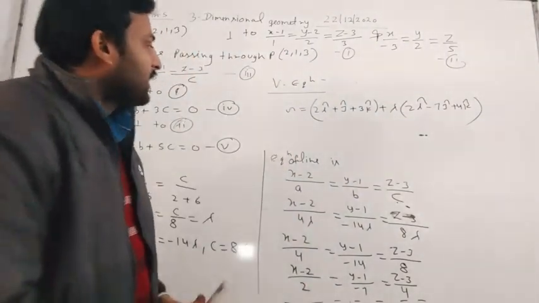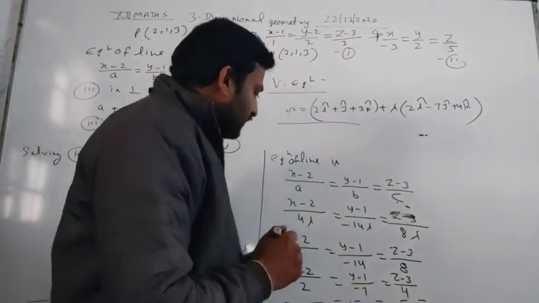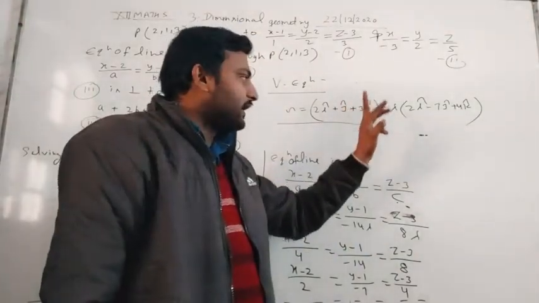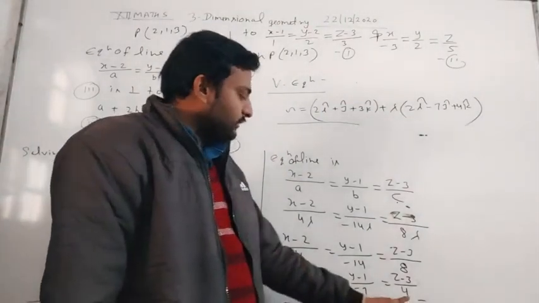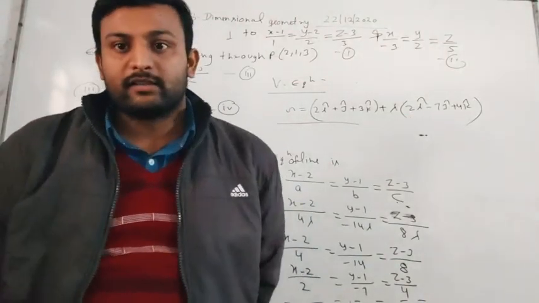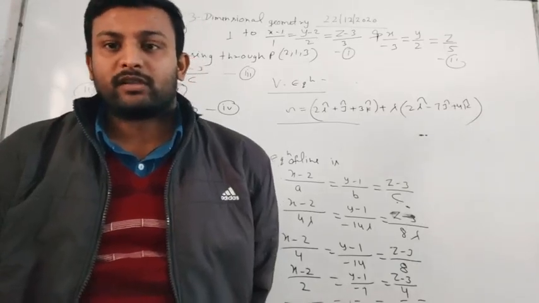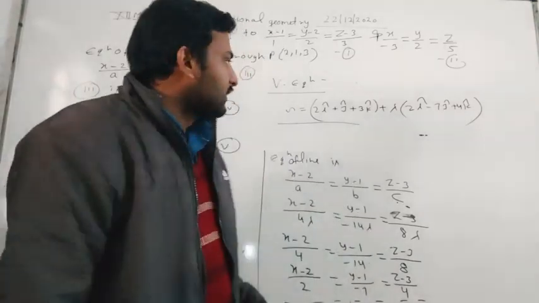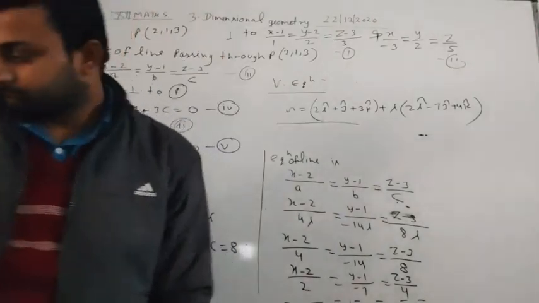And its vector equation will be what? R is 2i plus j plus 3k, because the point is 2, 1, 3. Okay, so we write 2i plus j plus 3k, and the direction is 2i minus 7j plus 4k. And you know that the vector equation of a line is r is equal to a plus lambda b, where a is the point through which that line is passing and b is the direction ratio. Okay, so we can write it. So I hope you understand, students.